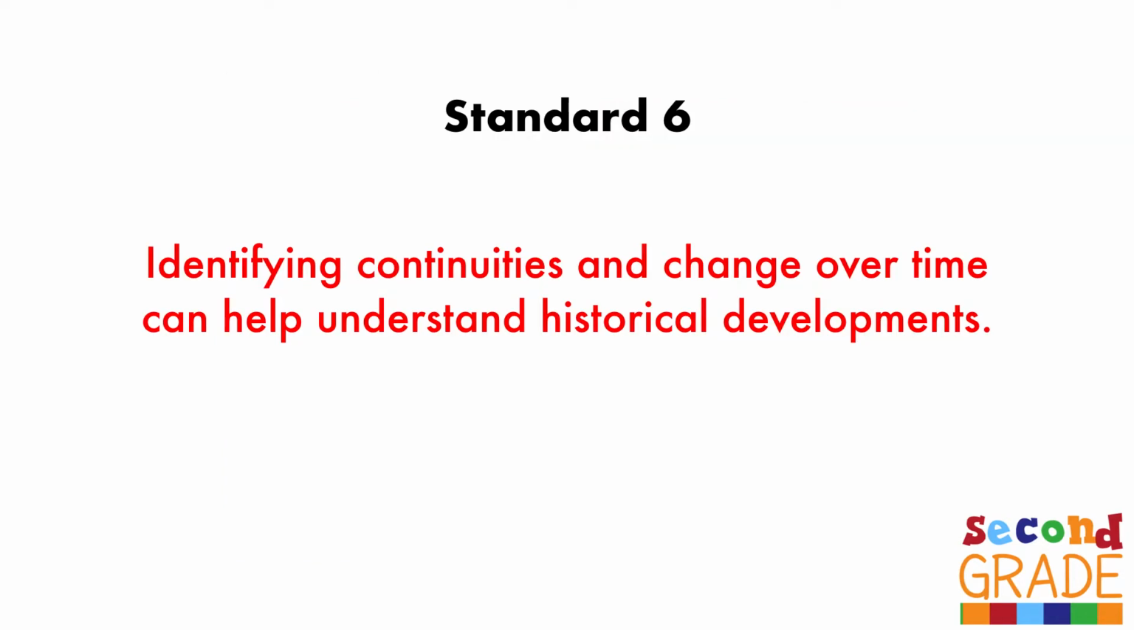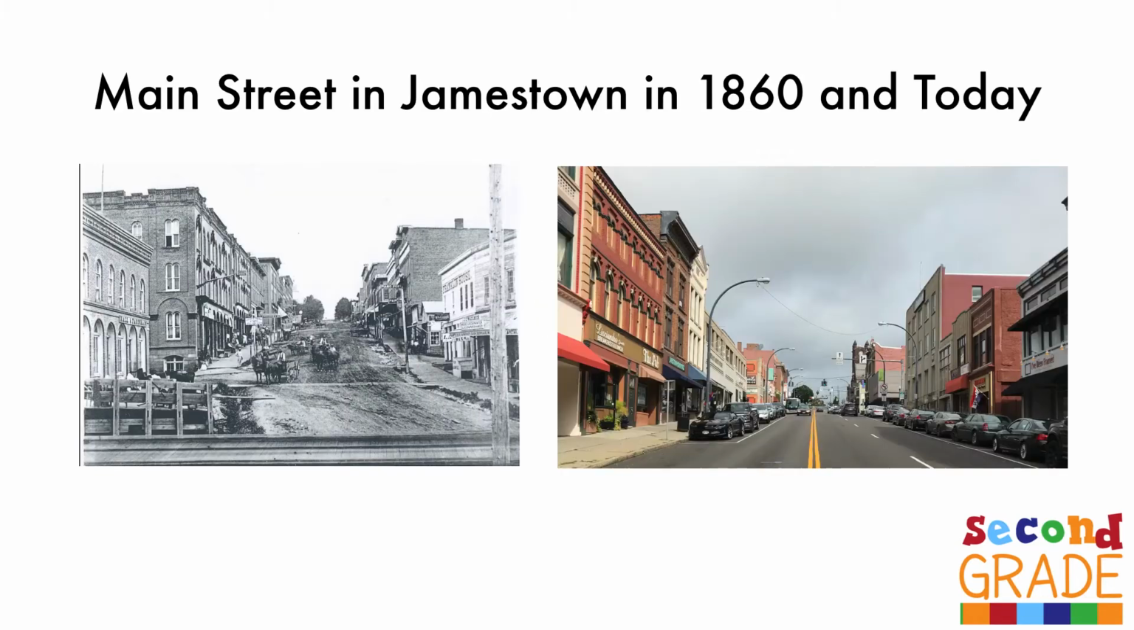Standard 6. Identifying continuities and change over time can help understand historical developments. An example question could be, by using historical evidence, how can we tell what has changed over time and what stayed the same? Topics could be the use of historical evidence, maps, population charts, photographs, newspapers, artifacts, etc., or to create a timeline for Jamestown for important local events, such as the construction of the school.